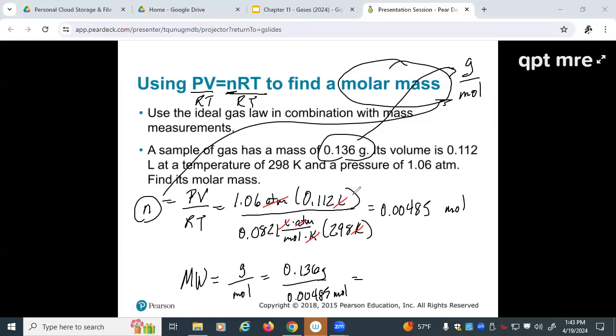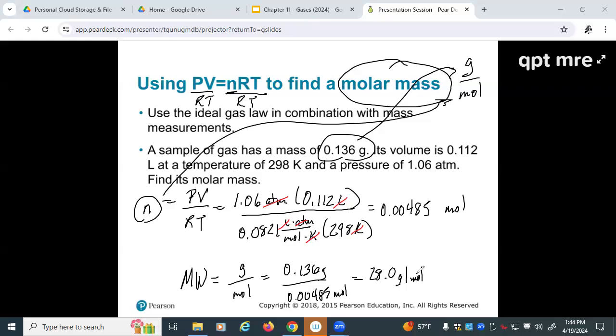Three significant figures, I get 28.0 grams per mole. 28.0 is pretty close to the molar mass of nitrogen. Nitrogen atoms are 14 each. Nitrogen as a gas is N2, so 2 times 14 is 28. My best guess, at least at this point, would be that this is in fact nitrogen.